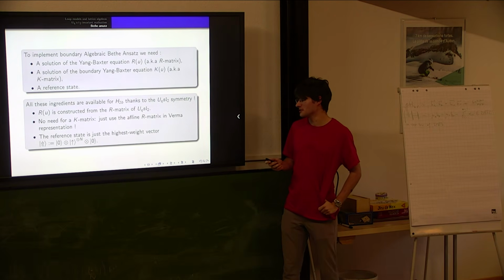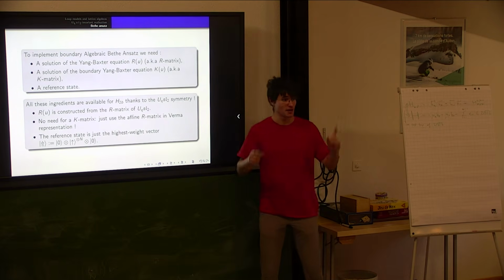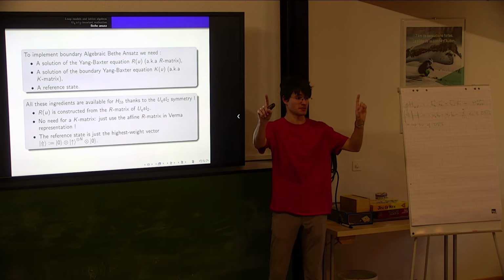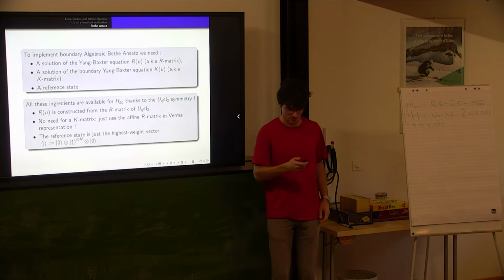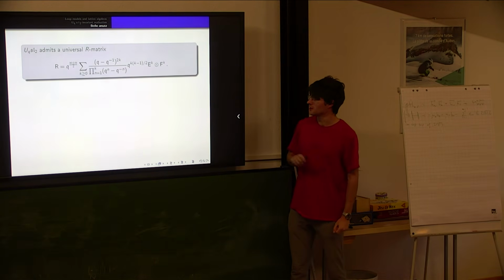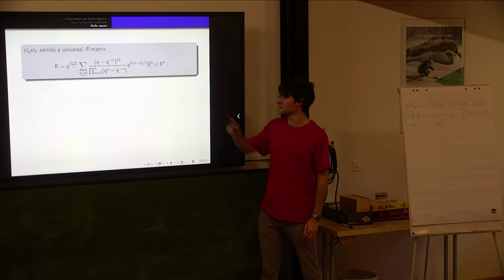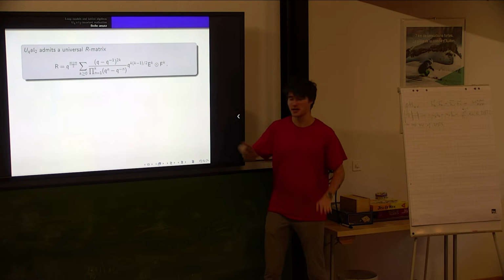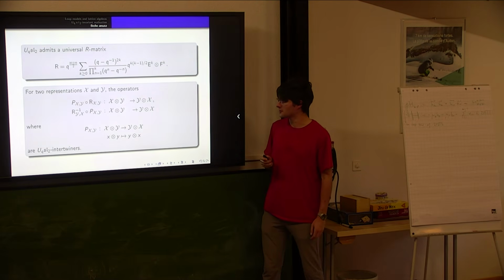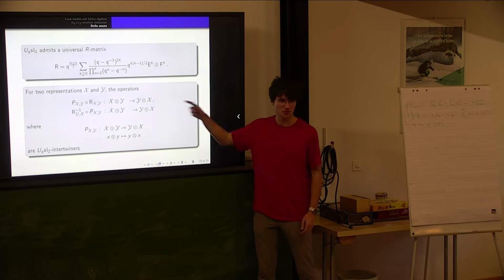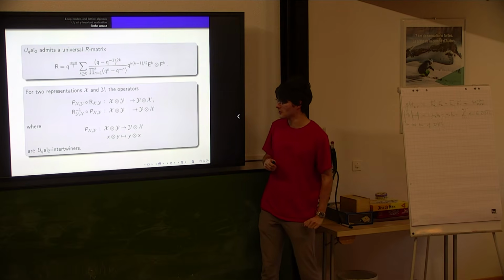And the reference state, well, you just take the highest weight state of your representation, because Verma modules are highest weight, and the C2 representations, spin one half, are highest weight, so you just take this reference state. Okay, so to build your R matrix, you take the universal R matrix of Uqsl2, not the affine, just the usual R matrix of Uqsl2, which has this expression, and you define these braiding operators, which are just intertwiners between representations of Uqsl2.